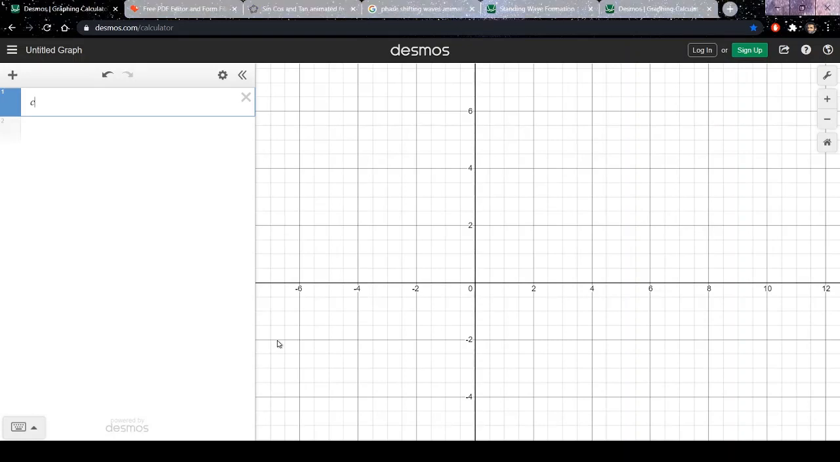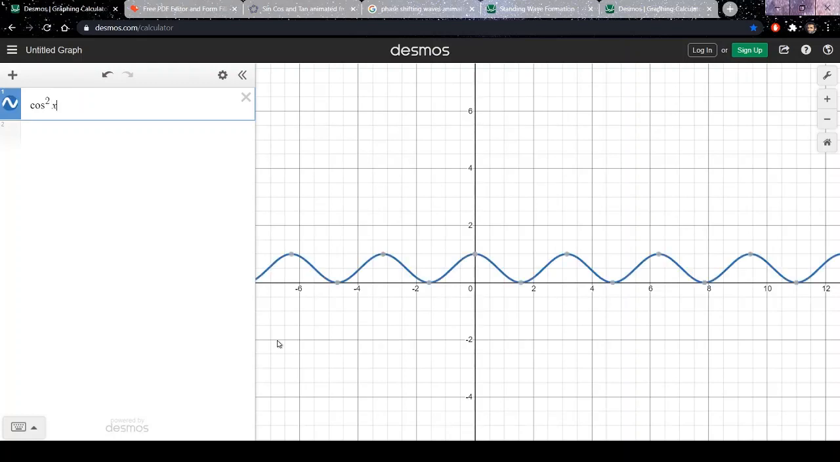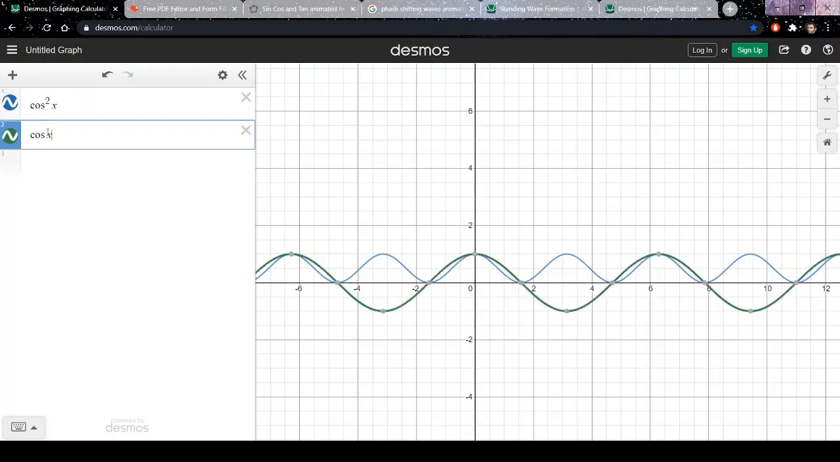I'll put cos square x. This is the cos square x graph. Why does it all come in the positive? Because when you're squaring a function, minus 1 becomes 1, right? Usually this is cos x, and I'll put cos x. Why does it come in the positive? Because minus 1 will become 1. When you square the function, all the values will become positive, because the square of a negative is always positive.